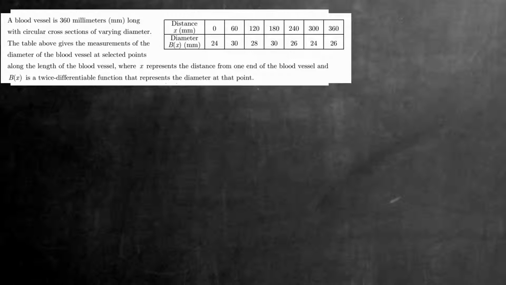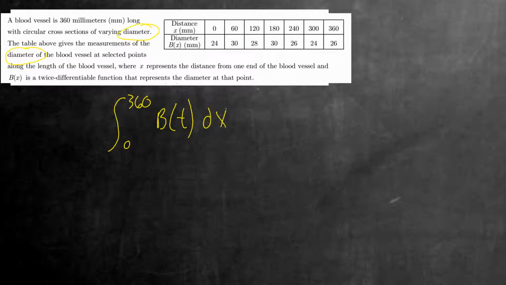So average radius would be key. They keep giving us diameter up here and diameter here, and then they of course ask for average radius from 0 to 360 in terms of b of t. So that's an integral expression. But now, what is our average radius? This is going to total up all of our diameters.